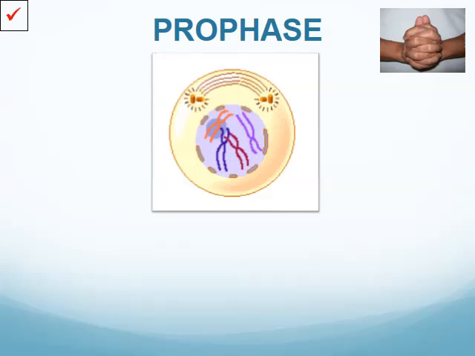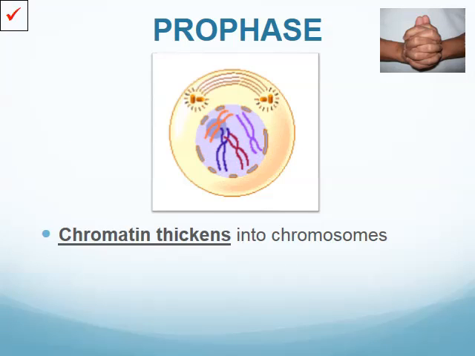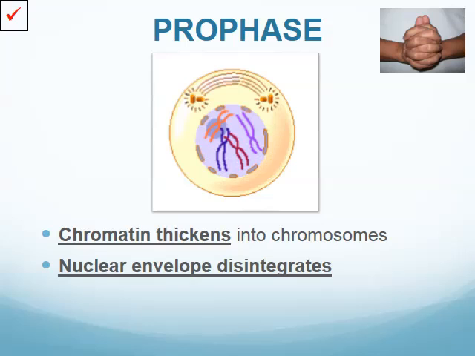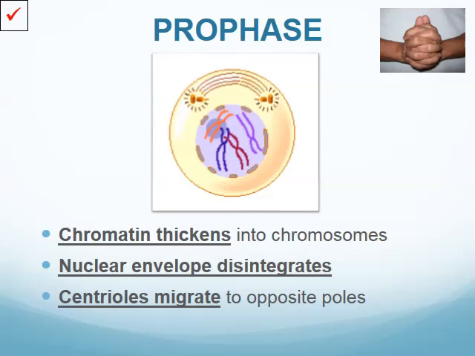So during the first stage here, prophase, the chromatin thickens into chromosomes. The nuclear envelope, or the nucleus, the barrier, disintegrates, and the centrioles migrate to opposite poles. These are our centrioles here. They're going to play a pretty significant role in splitting our cell.